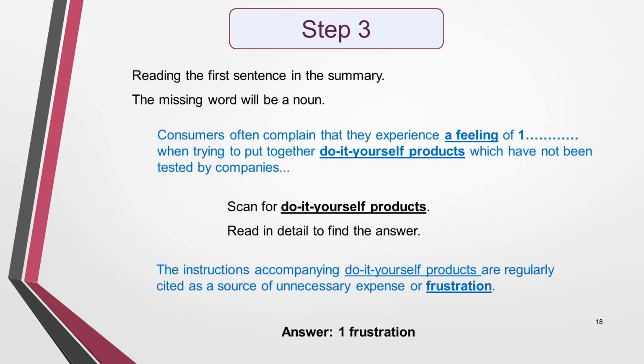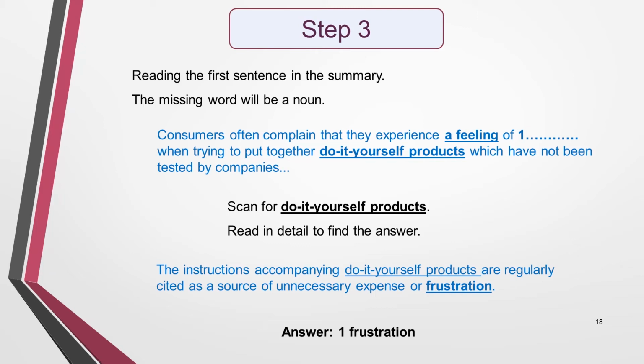Once I've found the right section of text, I get straight down to locating the first missing word. On reading the first sentence in the summary, I can tell that the missing word will be a noun because it's going to be a type of feeling. From the context of the sentence, I can even make an educated guess as to what the missing word is. I know that my own feeling of trying to put together do-it-yourself products is often frustration.